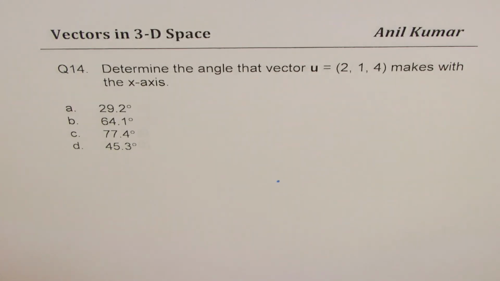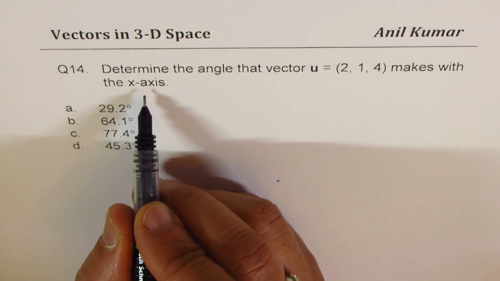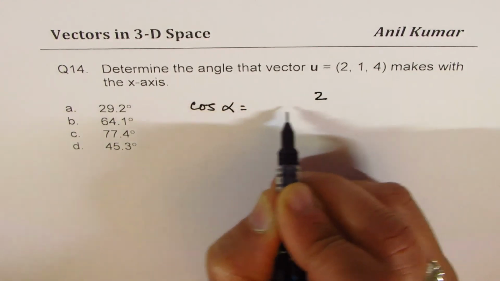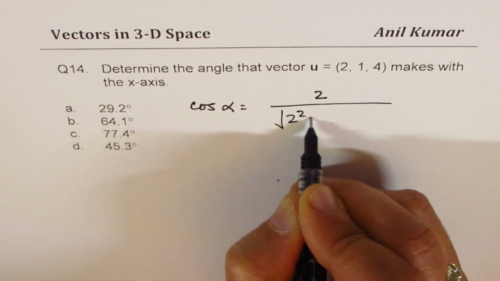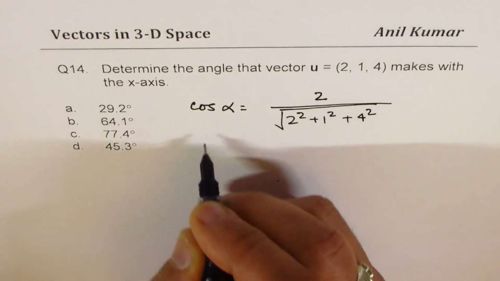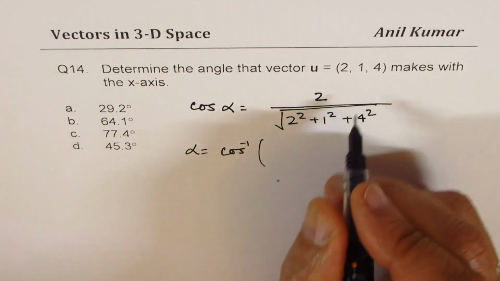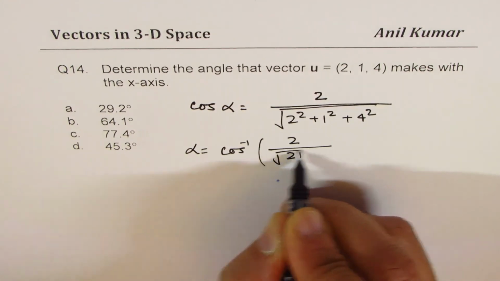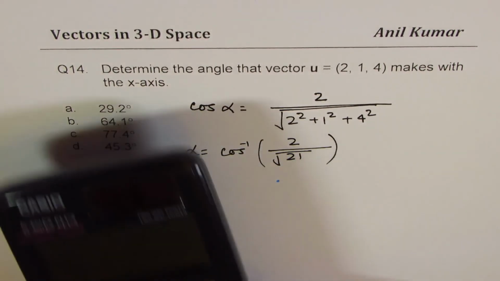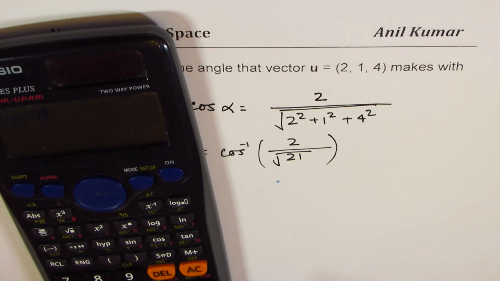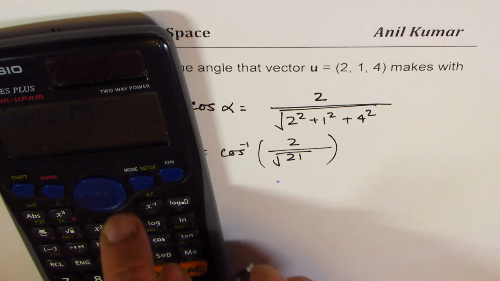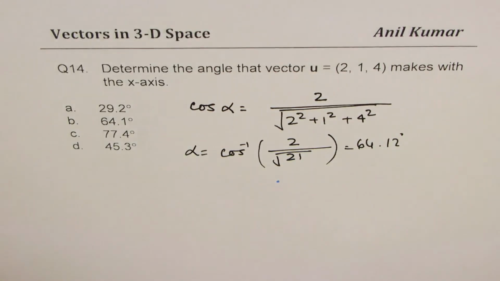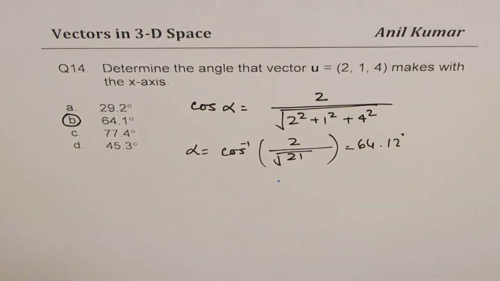Next question: determine the angle that this vector makes with the x-axis. With the x-axis, we are looking for cos of alpha, which should be the x component 2 divided by its magnitude, right? So the square root of 2 squared plus 1 squared plus 4 squared. Alpha equals cos inverse of 2 over the square root of 4 plus 1, 5, and 16, which is 21. So we do shift cos inverse of 2 divided by the square root of 21, which equals 64.12 degrees. So we have option B as the right option for this question.